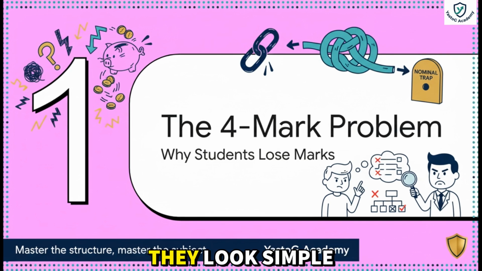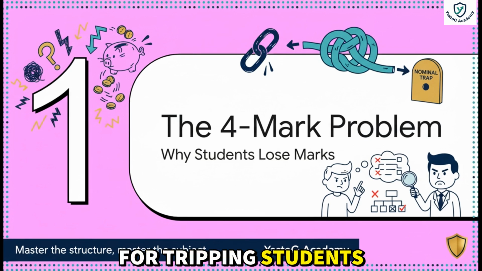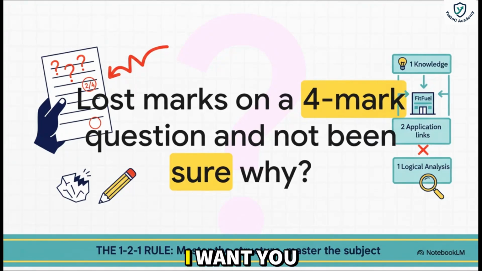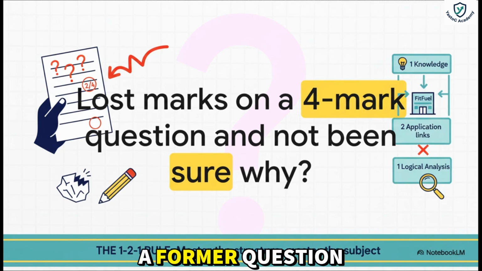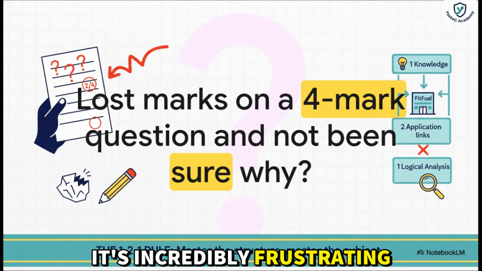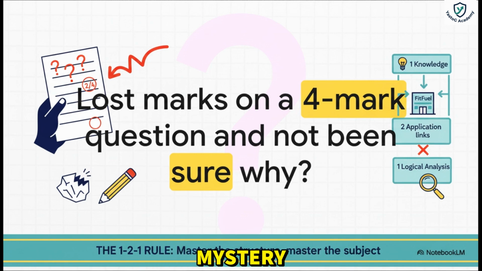Okay, so what is the 4-mark problem? Well, these questions, they look simple, don't they? But that's the design. They're actually a bit deceptive. They are notorious for tripping students up, and the real frustration, the part that drives people crazy, is not knowing why they lost the marks. Have you ever gotten a paper back, you look at a 4-mark question you were totally confident about, only to see a 2 or maybe a 3 scribbled next to it, and you're just staring at it thinking, what went wrong? I knew the answer. It's incredibly frustrating, and today we're going to put an end to that mystery.